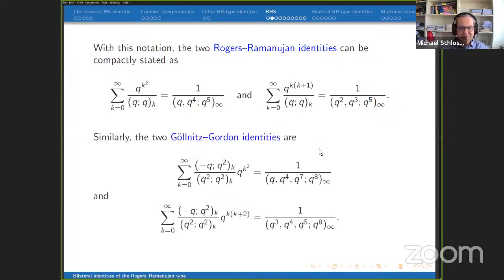And similarly, the Göllnitz-Gordon identities have a compact notation on the right-hand side with base q to the 8. And we have these three parameters here, which relate to the three different congruence classes we are taking the product over. And here we can conveniently write this. If you remember, still we had odd, even, and odd exponents with base q squared.